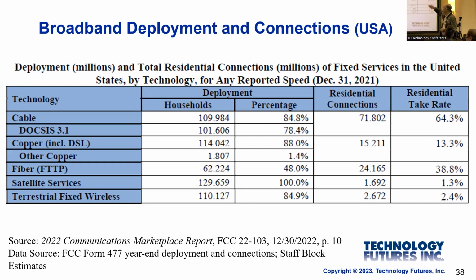And these are the number of residential connections for each of these, and this gives you the residential take rate. So cable has a really sweet take rate of 64%. Fiber has about a 39% take rate, which is not bad, and probably would be higher if they hadn't been late to the game. Copper is down to 13%. That used to be 100% in one day. And then terrestrial fixed wireless is about 2.4% in terms of take rate. Satellite service is available 100%, but 1% of the population have it, for obvious reasons.